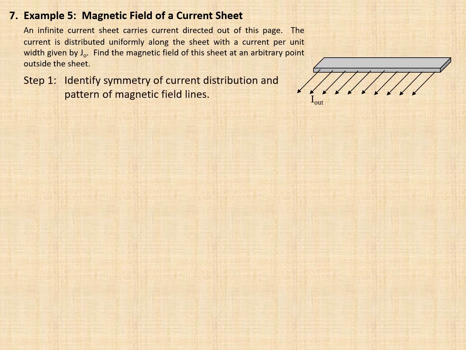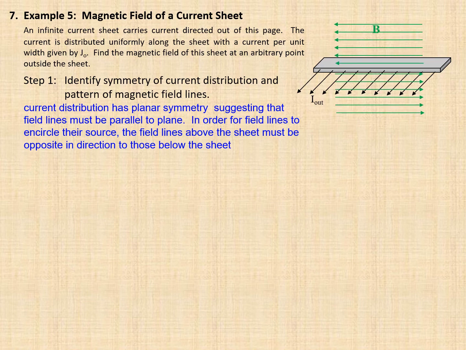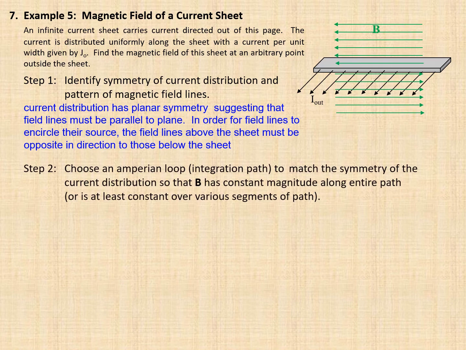So as always, we start by identifying the symmetry of the current distribution, which will allow us to determine the pattern of the magnetic field lines. We see here that the planar symmetry of that current distribution suggests that the field lines must be parallel to the plane itself. In order for the field lines to encircle their source, however, the field lines above the sheet must be opposite in direction to those below the sheet. Now, using the right-hand current rule, that is placing the thumb of your right hand in the direction of the current, we see that below the sheet, the field lines will point to the right, whereas above the sheet, the field lines must point to the left.